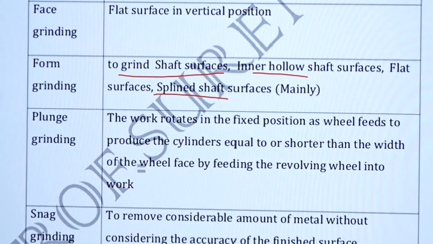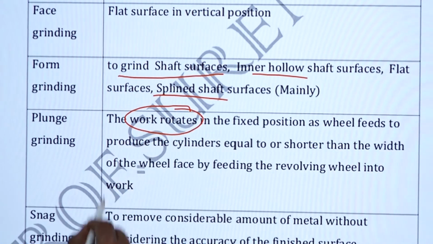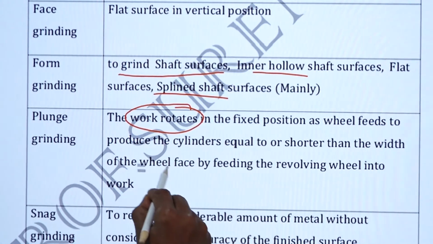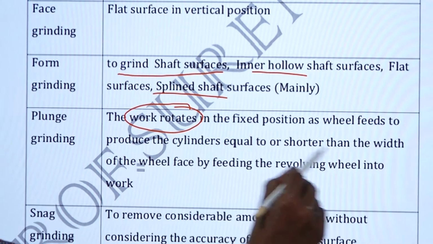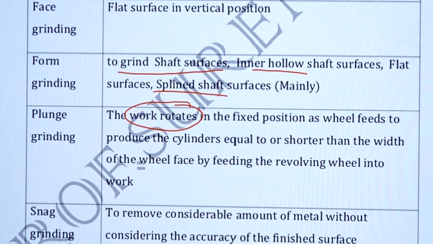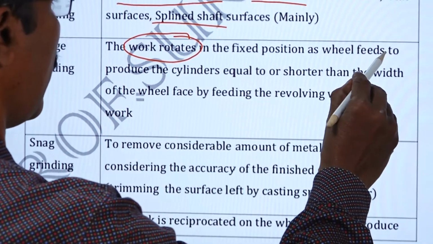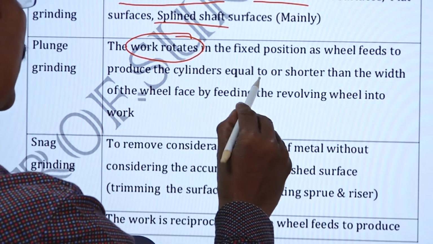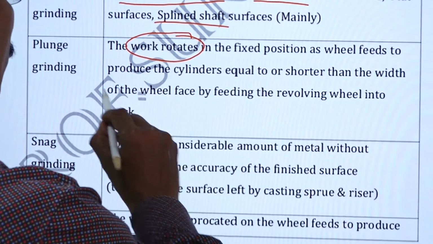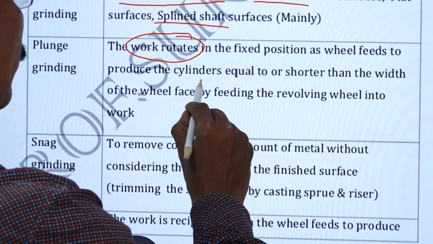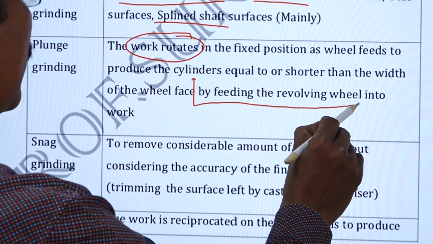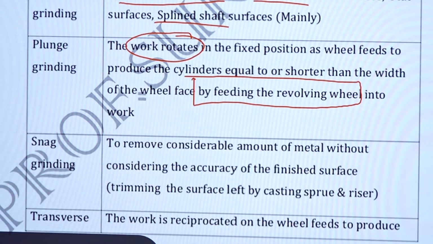Plunge grinding: the work rotates in a fixed position, and the wheel feeds to produce a cylinder equal to or shorter than the width of the wheel face, by feeding the revolving wheel. So this type of grinding is called plunge grinding. The work rotates in the fixed position and the revolving wheel is fed into the work.